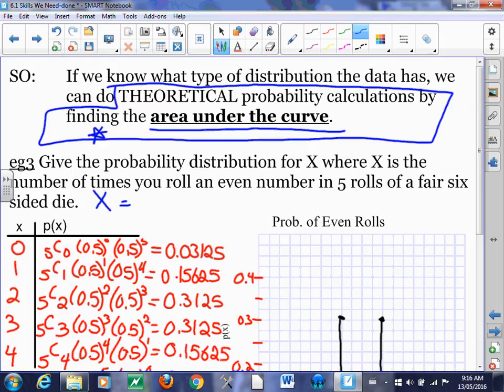And let's take a look at this example 3 as to why. Okay, so it says, give the probability distribution for x, where x is the number of times you roll an even number in 5 rolls of a fair 6-sided die. Okay, so remember, fair means that it's not weighted on one side.